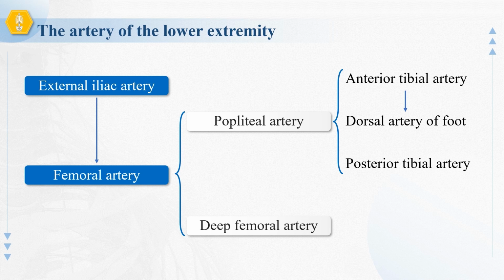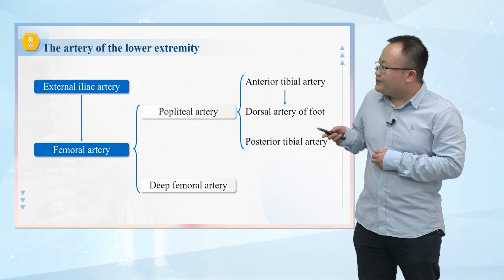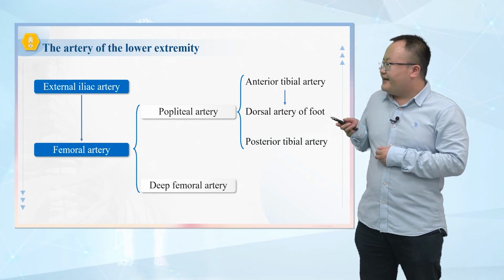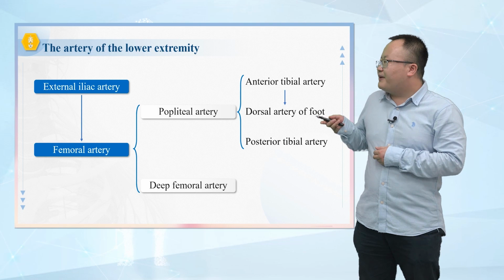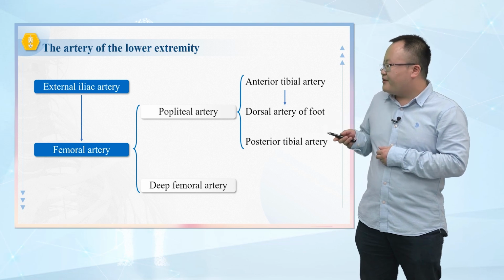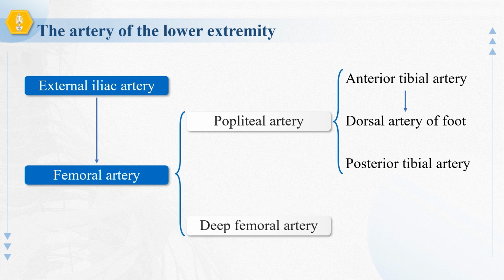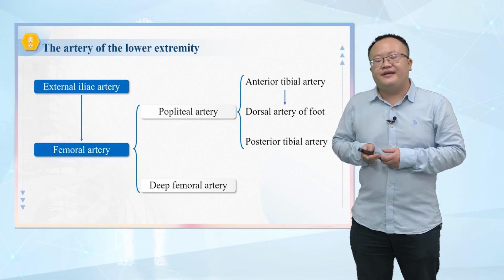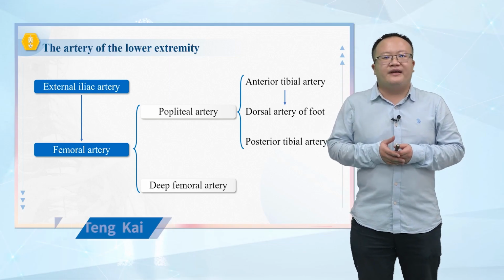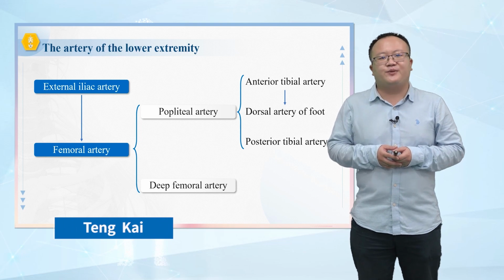This is the summary. The artery of the lower extremity extends to the femoral artery, and it can be divided into the popliteal artery and the deep femoral artery. The popliteal artery's branches include the anterior tibial artery, the dorsal artery of the foot, and the posterior tibial artery. In this section, we mainly talked about the arteries of the limb.